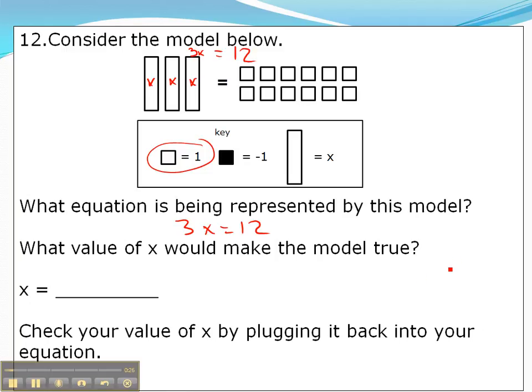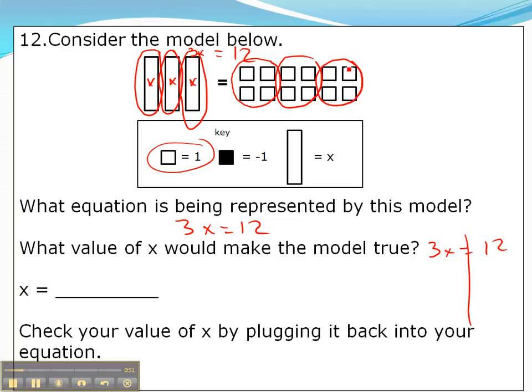What value of x would make this model true? 3x equals 12. If we want to know what 1x equals, we need three groups. So we're going to divide these 12 squares evenly among the three rectangles. If I divide these 12 squares among the three rectangles, I get 4 squares per rectangle, or 4 equals x. X equals 4.